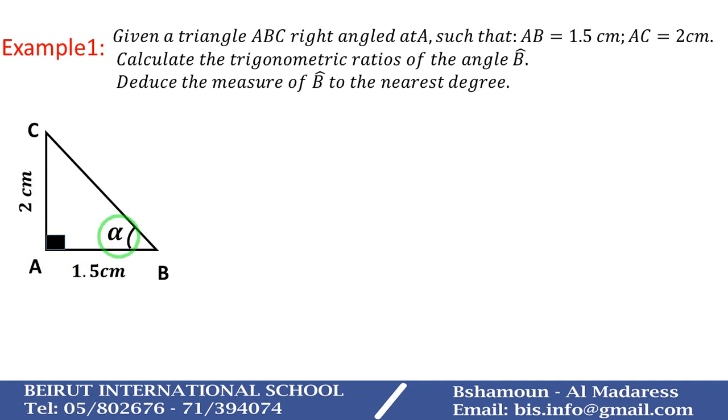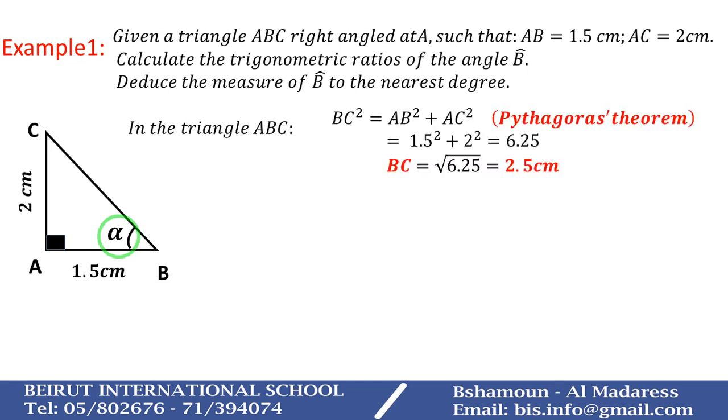But we need the length of the hypotenuse in order to calculate the trigonometric ratios of the angle. So we can use the Pythagorean theorem to calculate the length of the hypotenuse BC. By using the Pythagorean theorem, BC squared will be equal to side AB squared plus side AC squared, so BC will give 2.5 centimeters. Now we calculated the side BC of this triangle. The length of the hypotenuse is then 2.5 centimeters. Now we can easily calculate the trigonometric ratios of angle alpha.